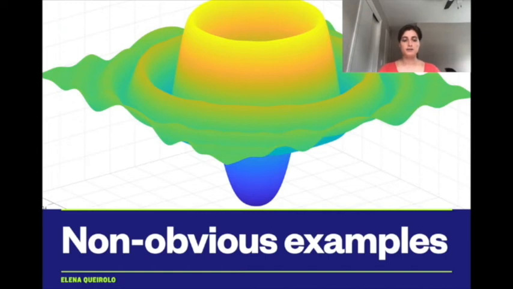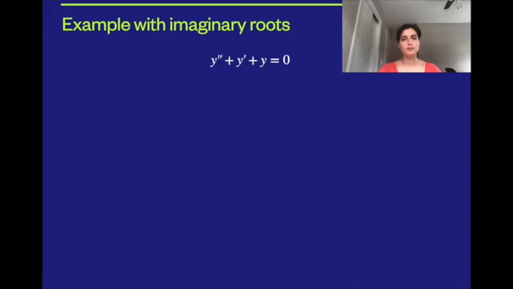Let's look now at some non-obvious examples. Let's start with characteristic polynomials with imaginary roots. So this ODE seems tame enough: y'' + y' + y = 0. And the characteristic polynomial also doesn't look that weird, but if you start computing, you figure out that it has imaginary roots.